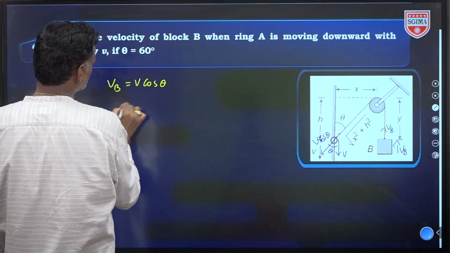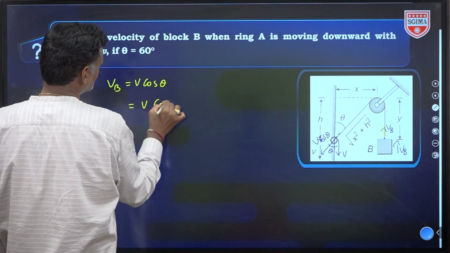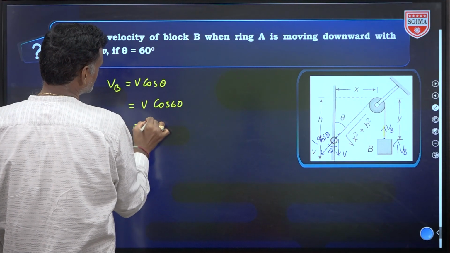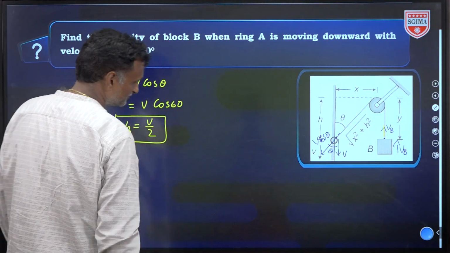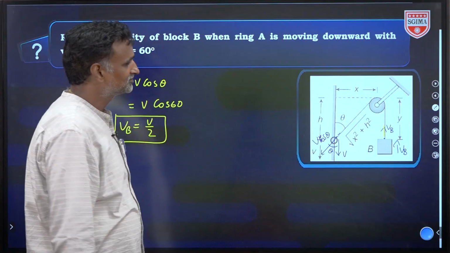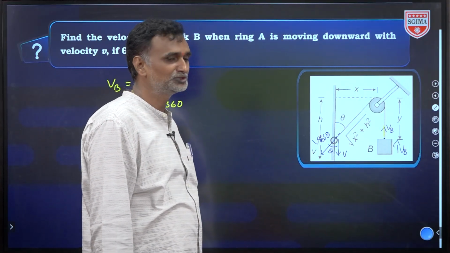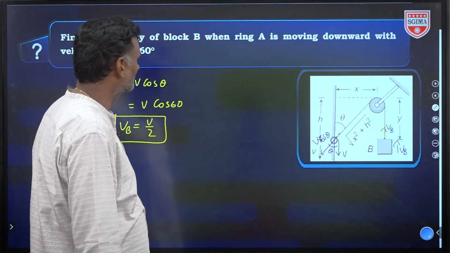And they are asking the velocity of B only. This is V, and cos 60 they have given. Cos 60 is 1 by 2. This is the answer for the given question. Okay? So this is a very simple method to solve the question in this way.